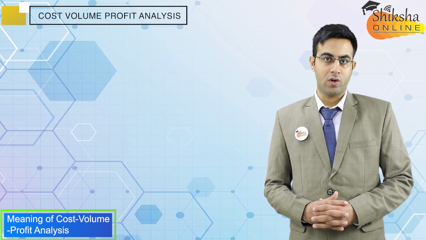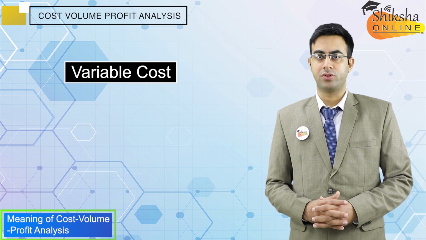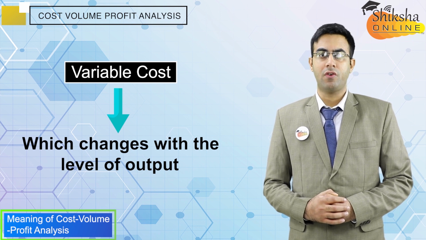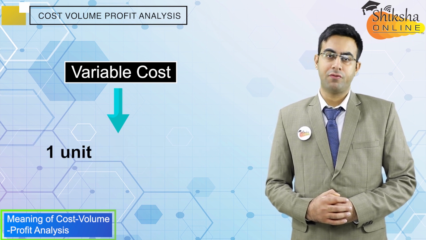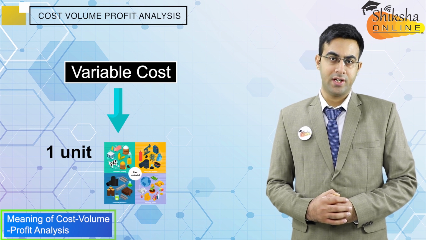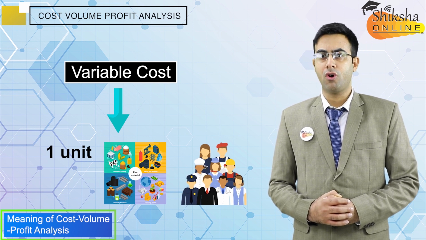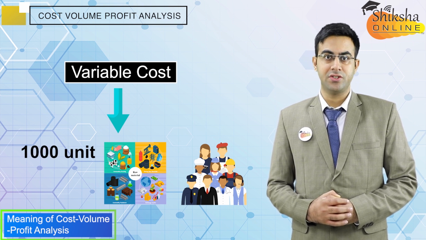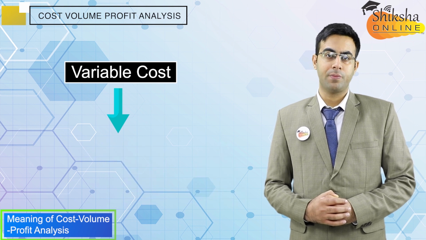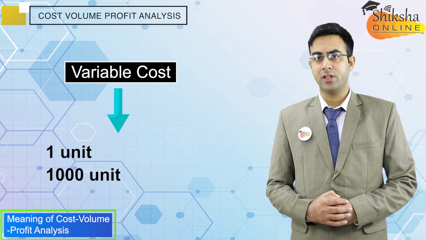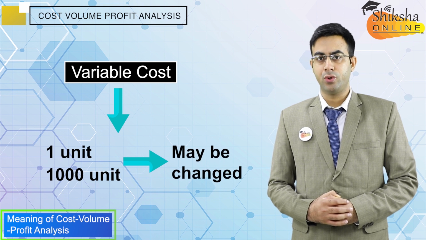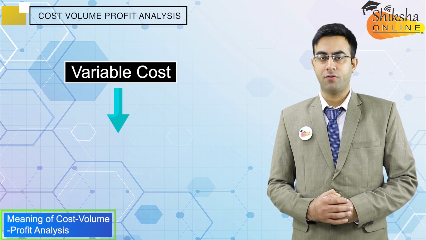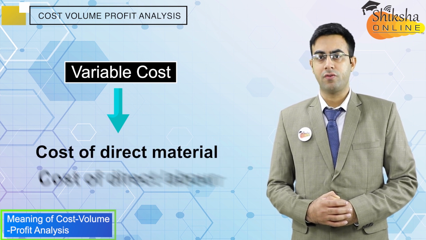Now we move to our next cost, that is variable cost. Variable cost means which changes with the change in the level of output. If I produce 1 unit, then cost of raw material and cost of labor will be incurred accordingly. But if I produce 1000 units, then this cost will change significantly, because cost of producing 1 unit and cost of producing 1000 units may be different due to change in the level of output. So variable cost, for example, is cost of direct material and cost of direct labor.